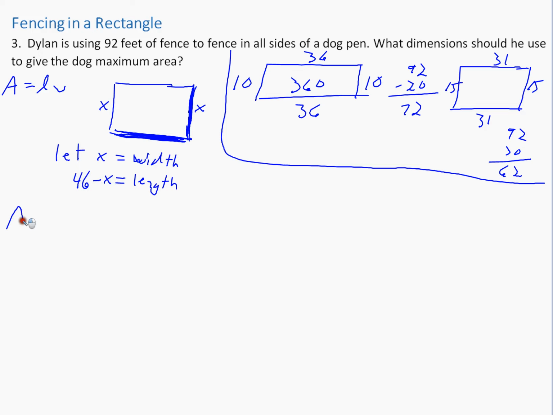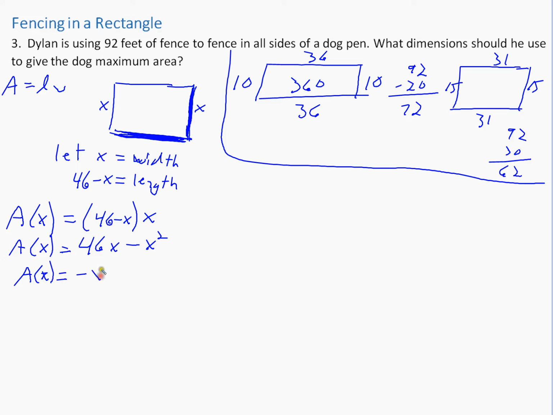And now what we want to do is find the area in terms of x. Area is length times width, so our length is 46 minus x times our width, which is x. Now we'll multiply this out, and we realize we have a quadratic function. So this is 46x minus x squared. We usually like to put this in what we call descending order, where we put the highest term first. So this is negative x squared plus 46x.